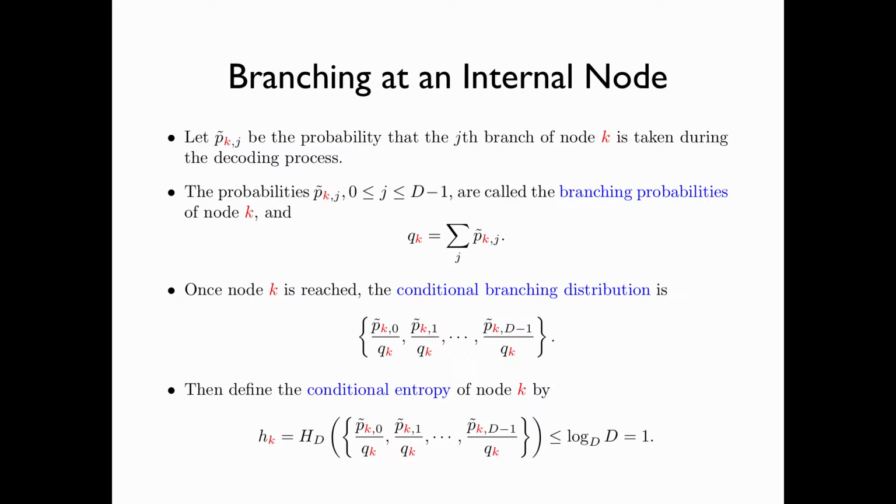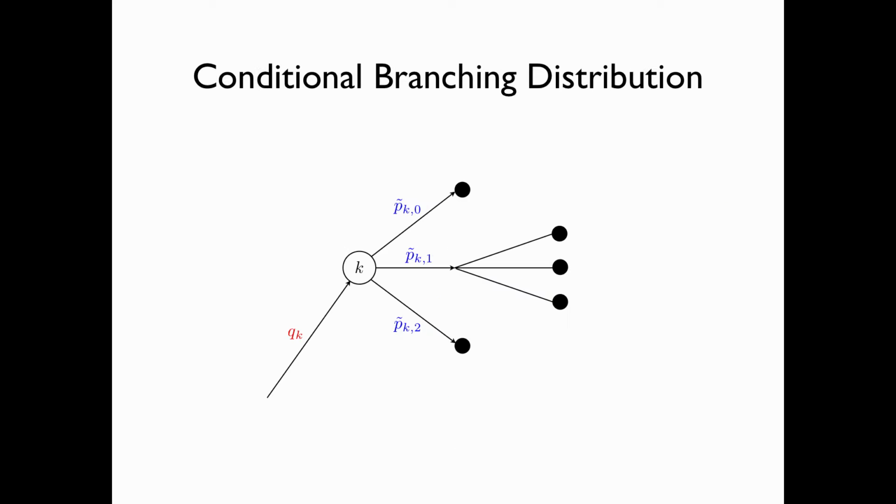Then define the conditional entropy of node k by h_k equal to the D-ary entropy of the conditional branching distribution. Note that this conditional entropy of node k is upper bounded by log of D in the base D, that is 1. Here is an illustration of the conditional branching distribution of internal node k when D is equal to 3. Lemma 4.19 says that the source entropy H_D of X can be expressed as a sum in terms of the code tree. Specifically, this is the summation of c_k times h_k for all internal nodes k, where c_k is the reaching probability of internal node k, and h_k is the conditional entropy of internal node k.